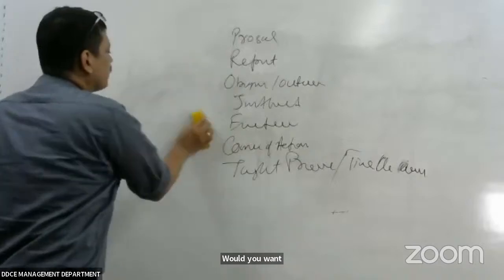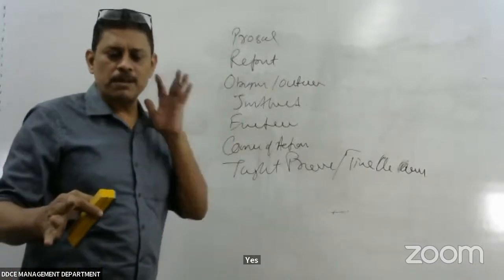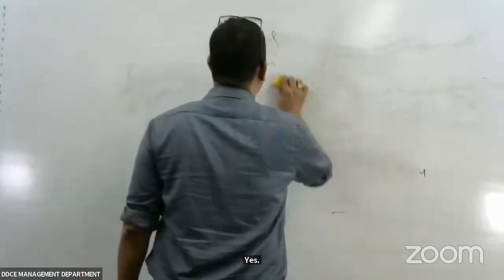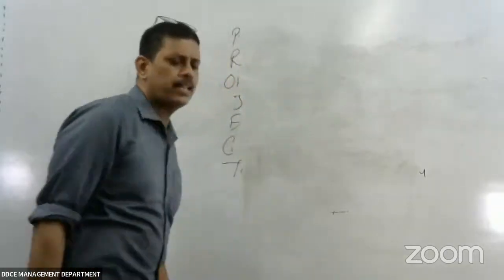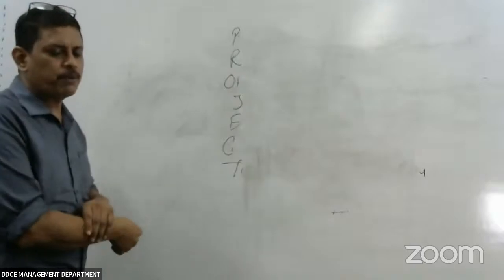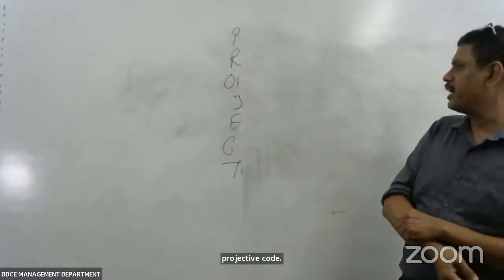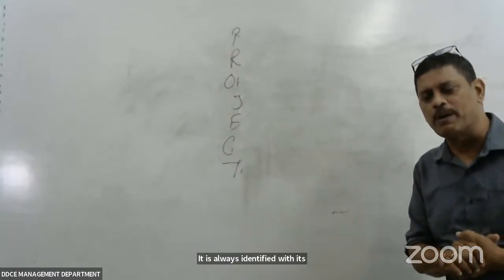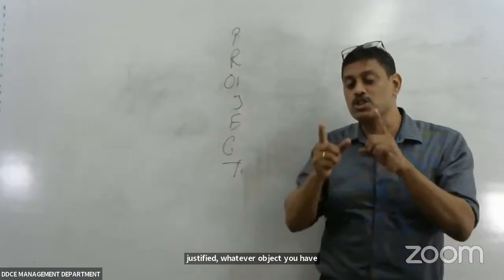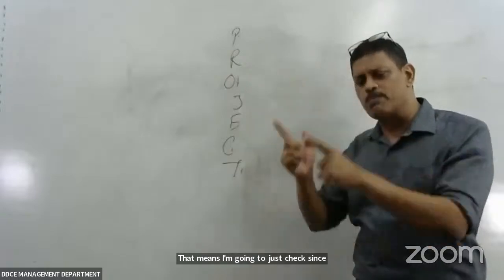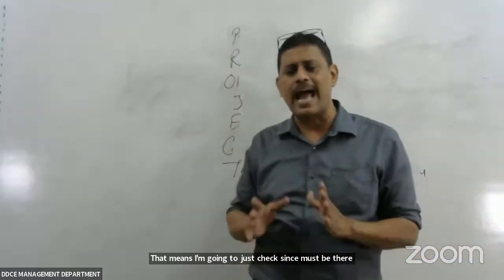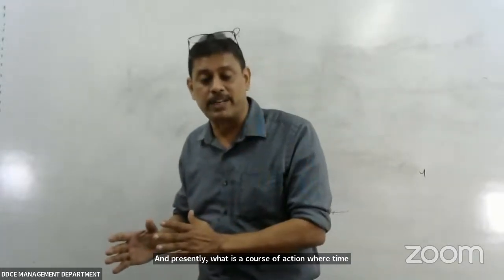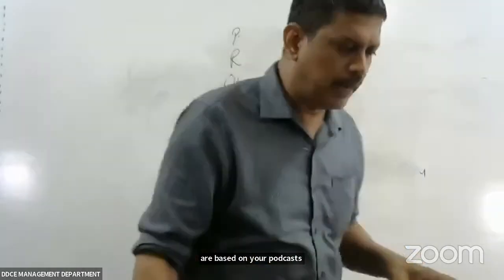Now that is what we discussed. We discussed the meaning of project report, its nature and objective. Again, you can remember it. What are the basic characteristics of project report? Objective I have not discussed. Rather, the characteristics of project report. Project report is a proposal. Project report is a report in written format. It is always identified with its objective. It is always to be justified. Whatever objective you have identified, it is to be justified, with proper justifications. And project report is always meant to be evaluated. And project report is a course of action, and it is timely. It is a course of action where time must be very specific, and those timely activities are based on your thought process. Did you understand?